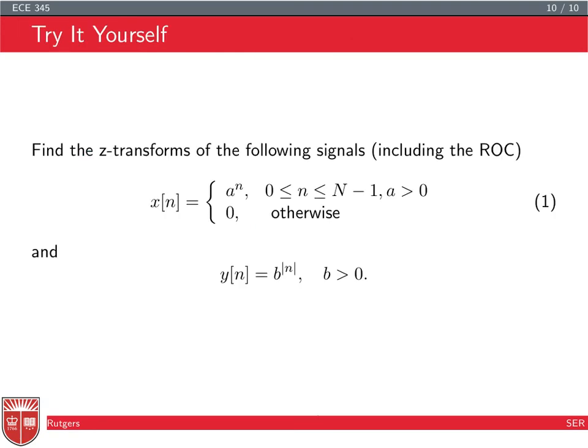Now that we went through all these properties, there are a few exercises to do at home, which is to find the z transform, meaning find the expression of it as a function of z, but also find the ROC of the following two signals, x[n] and y[n]. You're going to apply the properties that we've seen before. So this is for you to try at home.